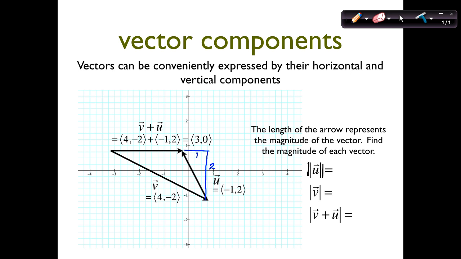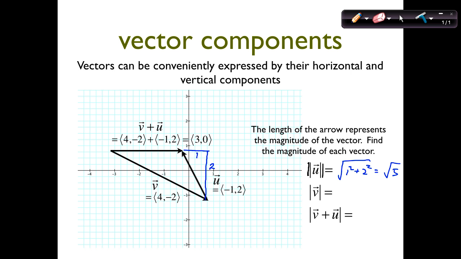One. Is this what some of you were imagining? Yeah, so the vector components are like the legs of the right triangle, where the vector is the hypotenuse. That was the idea. Okay, and so then, square root of? 1 squared plus 2 squared, or negative, so square root of 5.